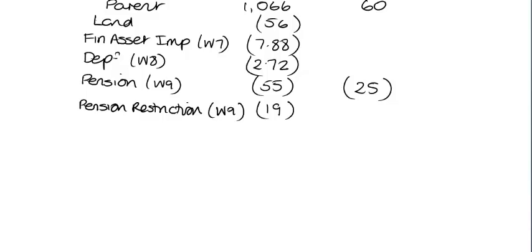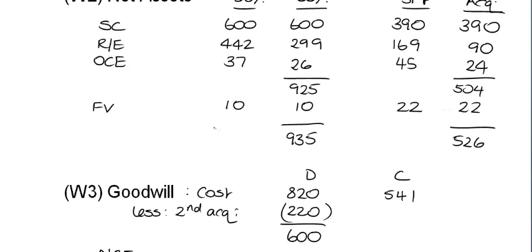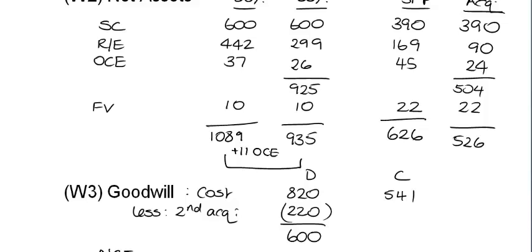So we've now dealt with all of the information in the question. When you reach that point, where do you go to? Net assets. So we're going to stick to our basics. If we look at net assets at the SFP date, they're 1,089 and 626. We can work out the increases. OCE has increased by 11. Retained earnings have increased by 143.